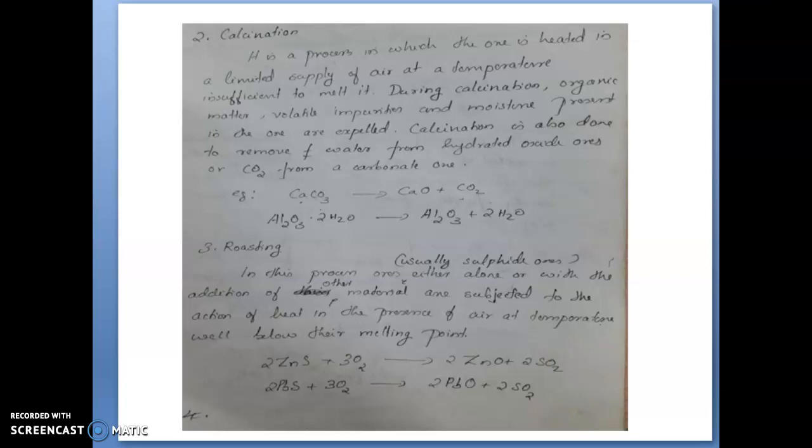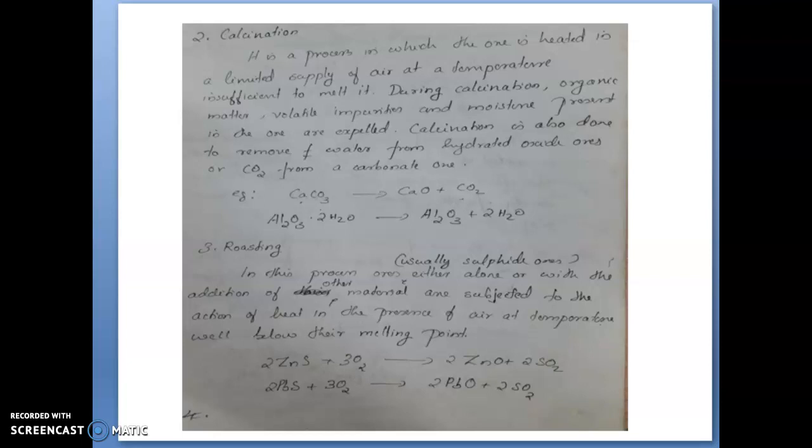The first one is calcination. It is the process in which ore is heated in a limited supply of air at a temperature insufficient to melt it. That means the temperature applied in this calcination process will be below the melting point of the metal which has to be extracted. In that process, only a limited supply of air is applied. During this calcination, what will happen? Organic matter, volatile impurities and moisture present in the ore will be expelled.